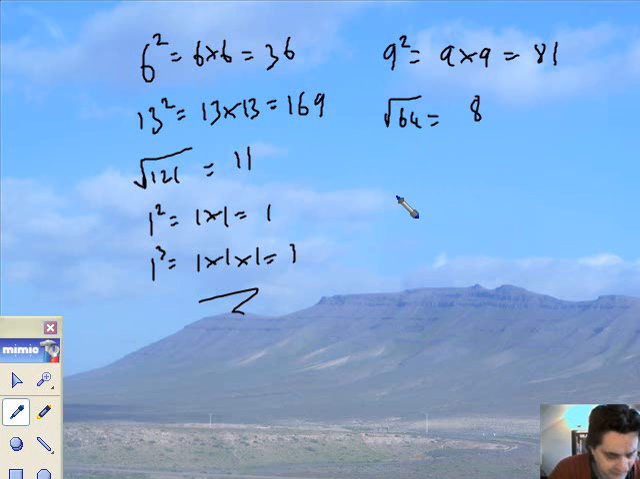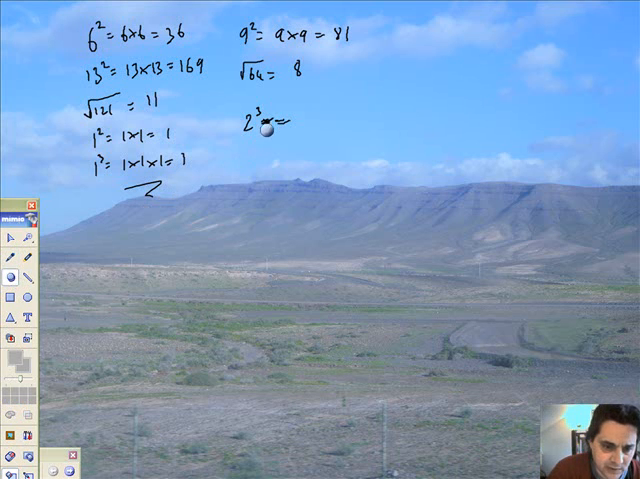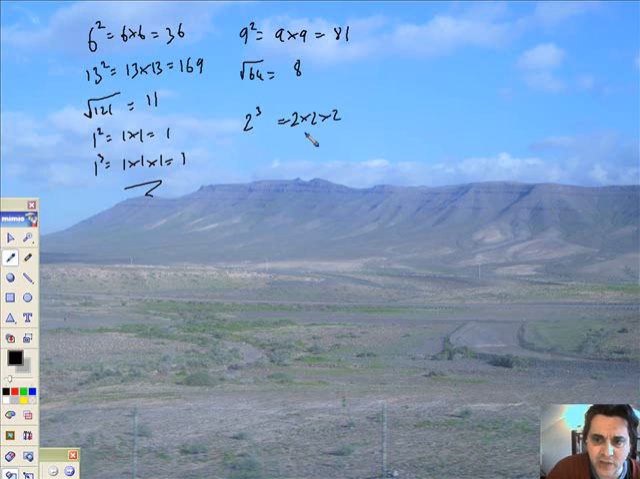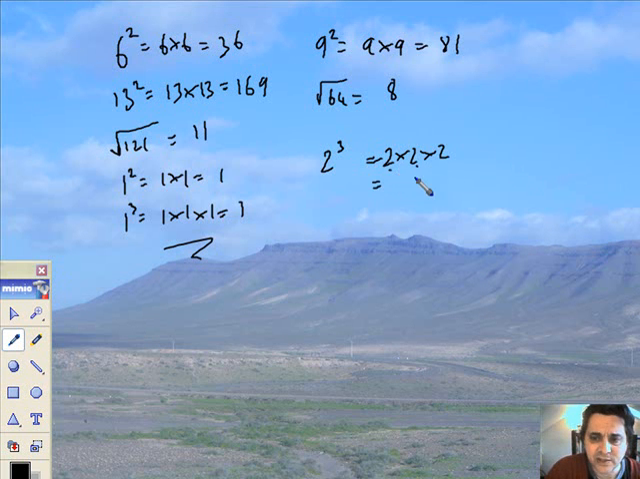That's enough of that. Write down the value of 2 to the power of 3. Question 3 now. Well, that means, oops, that should be equal, shouldn't it? Don't like that. Scribble it out. That means 2 times 2 times 2, and it's not 6. 2 times 2 is 4, times 2 again is 8.